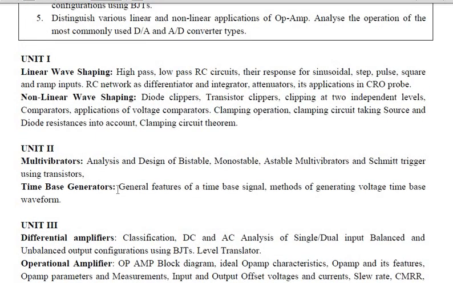In that, we are going to see our first chapter, that is linear wave shaping. By the name itself, you can find out what you are going to do in this first chapter. The first chapter is divided into 2 parts, part A and part B. In part A, we are going to discuss linear wave shaping. In that, you have high pass filters and low pass filters for different inputs like sinusoidal, step, pulse, square and ramp inputs. Then you are going to see the RC networks as differentiator as well as integrator, then attenuators and the applications in the CRO probe.